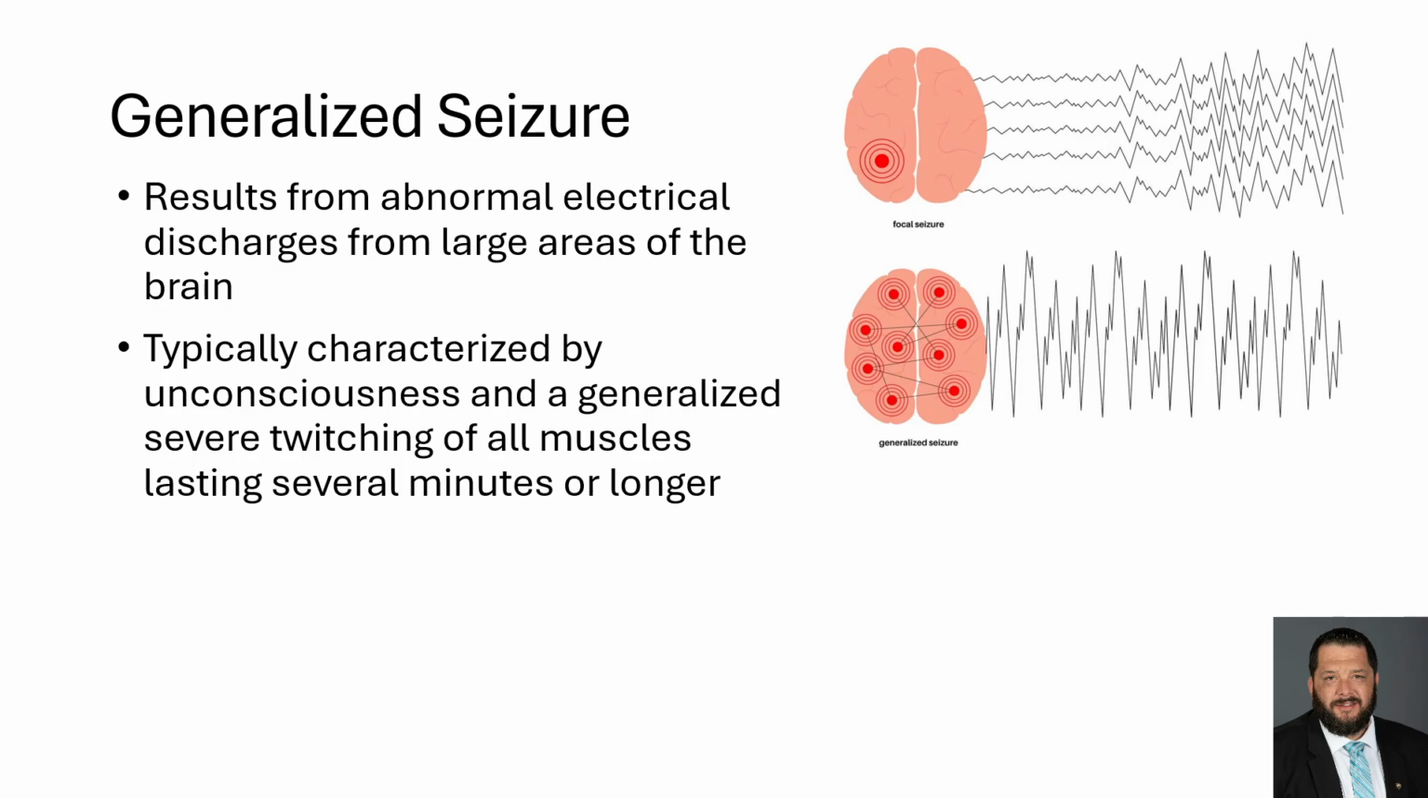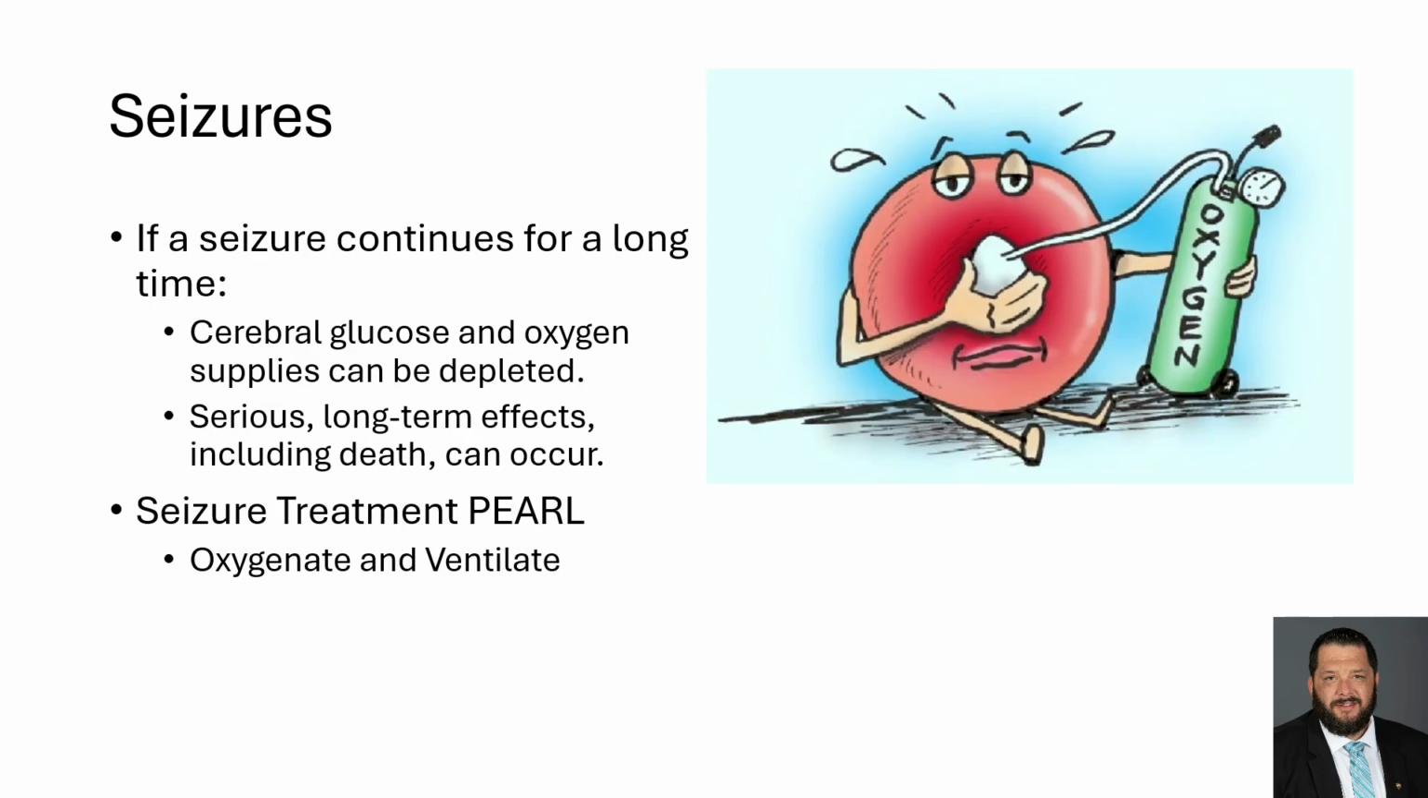They're typically characterized by unconsciousness and generalized severe twitching of all the muscles, and it can last several minutes or longer. While focal seizures tend to focus on a specific area of the body where you see the movement, or you may experience no movement at all, such as in absent seizures, which we'll talk about in just a few minutes. By and large, the seizure in itself is not a life-threatening event.